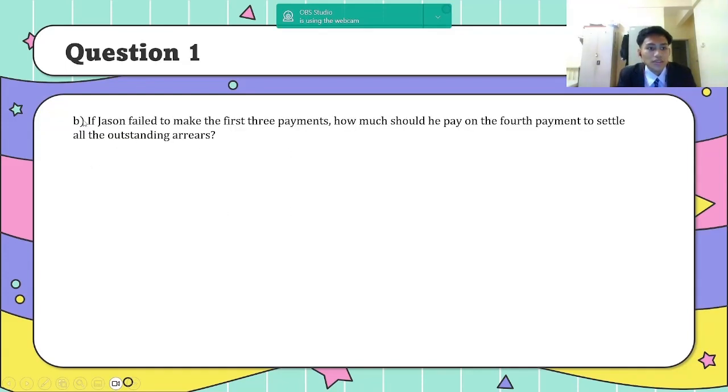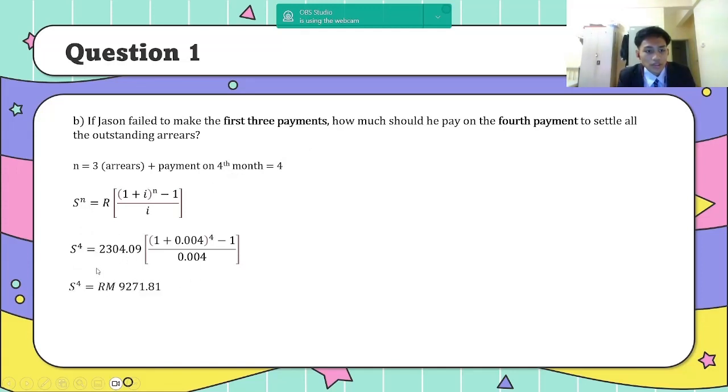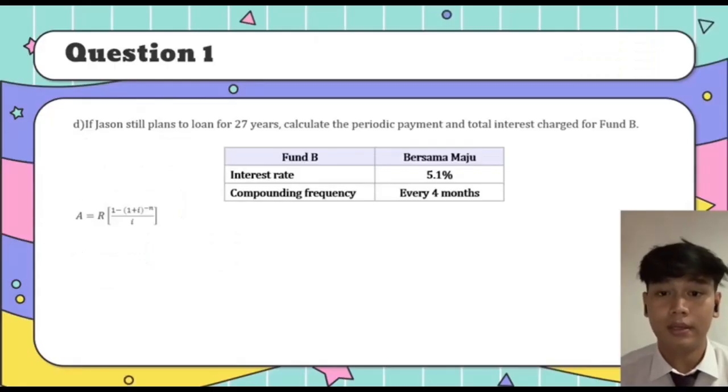The next question is B. If Jason failed to make the first three payments, how much should he pay on the fourth payment to settle all the outstanding arrears? The first thing we need to do is highlight this, and we use this formula to solve this question, where N is 4. We just calculate it in the calculator and find the answer, which is 9,271 ringgit 81 cents.